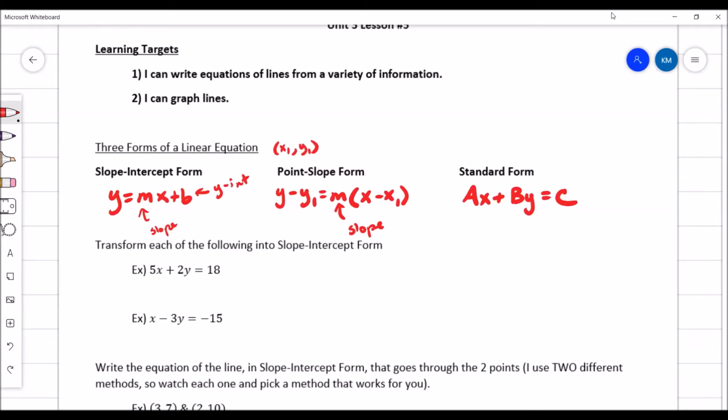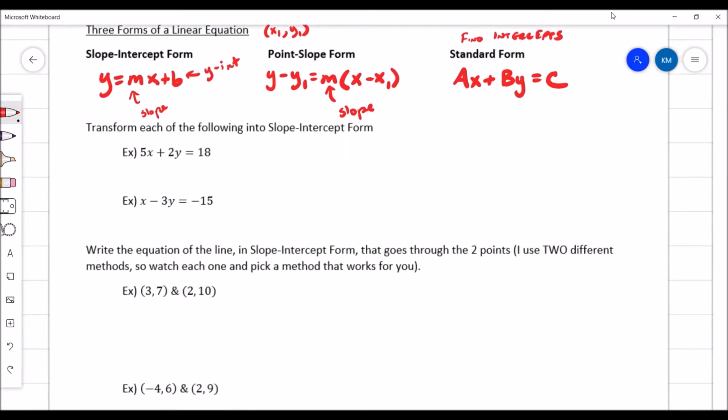And then standard form is typically used to find intercepts. So we can use this to find x and y intercepts. That's its purpose. So let's look at some problems here.